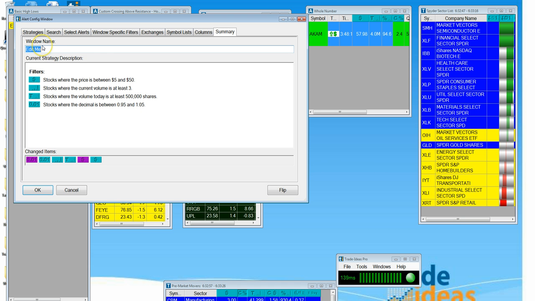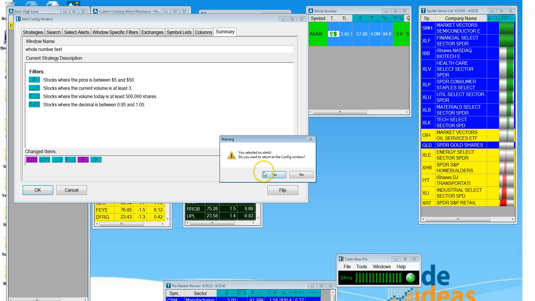And then here is where I give it a name. I could call it whatever I want. Again, I would have named it whole number, so let's just call it whole number test. And then I say OK. And you see, I've already screwed up. It's telling me I've selected no alerts.